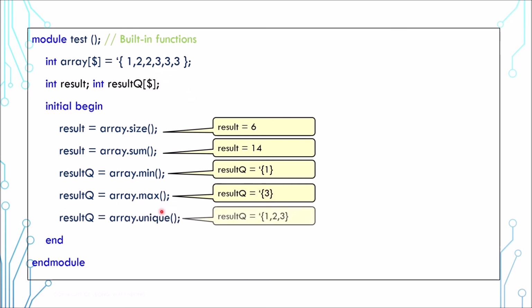There is also a function called unique. It will return a queue with 3 values, 1, 2, and 3. Basically, it removes the repeated values. There are many other functions. Please read up the LRM to find out more.